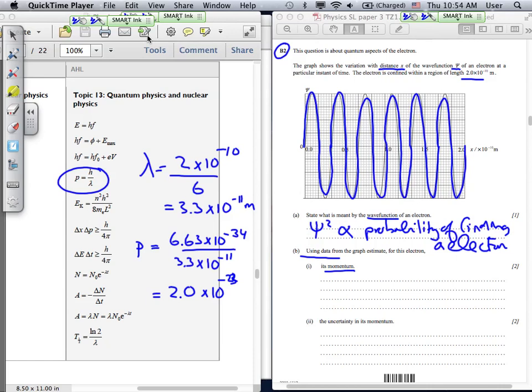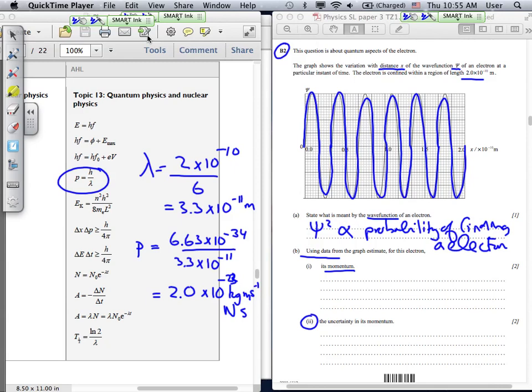Now the momentum can be written as kilogram meters per second to the negative 1, or you can write it as a Newton second, depending on how you want to write it. So that's that question. And then the next question, the uncertainty in its momentum.